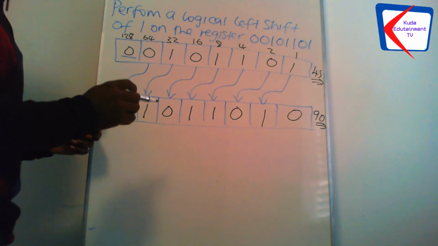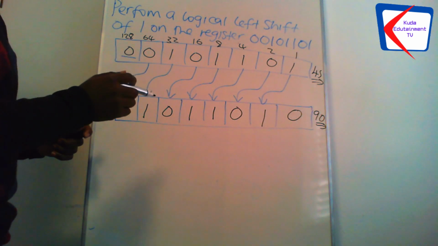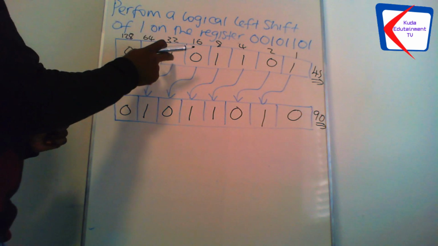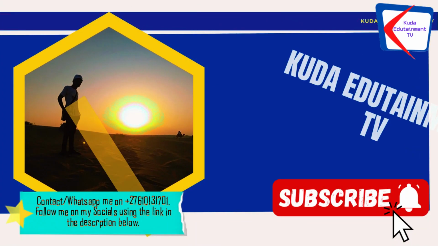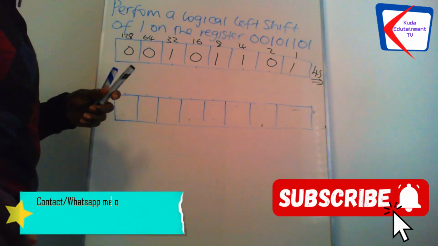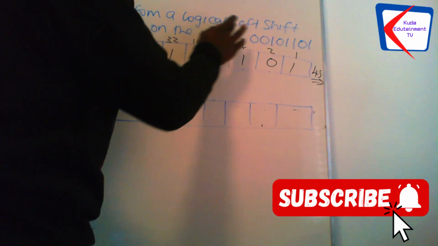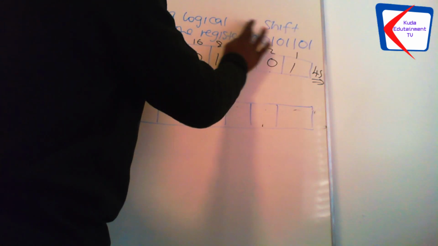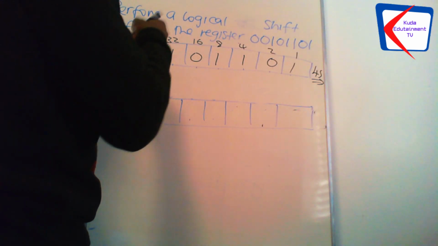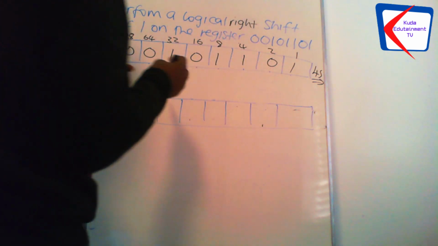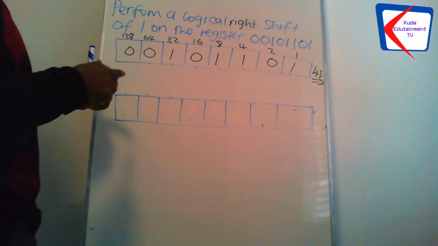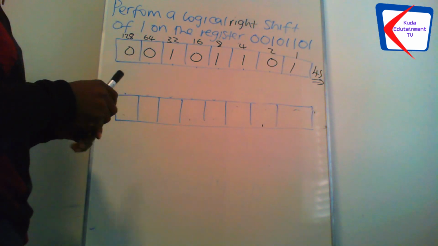So we want to perform logical right shift on the same register, right? We want to do logical right shift and see. Now we want to perform logical shift right. Logical right shift. So by logical right shift, we are simply creating an empty space to the left.